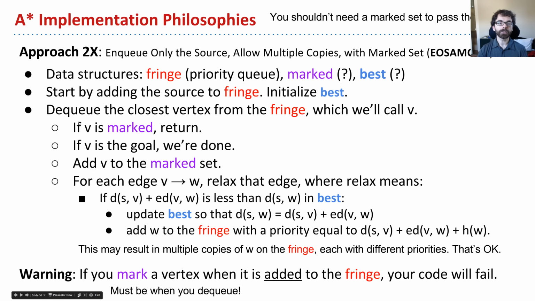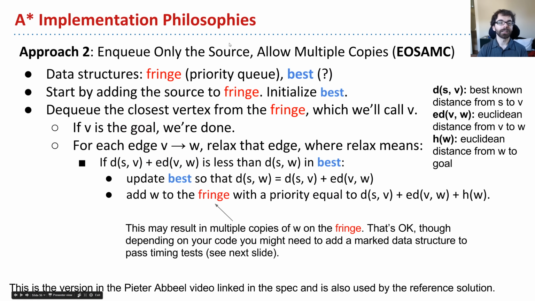Okay. Now this is approach 2x. It's a little faster. It's very similar to what we just did. It's just that now we have an additional data structure called marked. Now you shouldn't need a marked set to pass the timing test. Now I know my face is covering this up, but you can look at the slide. This says to pass the timing tests. Okay, sorry, my head's in the way.